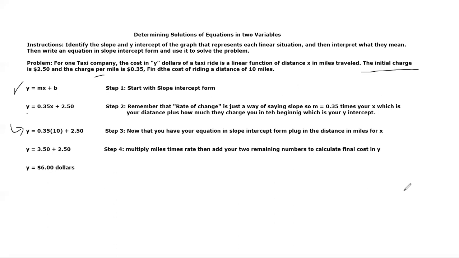Y is equal to 0.35 times 10 plus 2.50. Cool. Now that I have them in there, I'm going to multiply and add. In step four, multiply miles times rate, and then add your two remaining numbers and calculate the final cost in Y. In this case, 0.35 times 10 is $3.50 for the actual ride, the amount of miles that we traveled, plus the $2.50 they charge me for getting into the taxi. I add those two together, and my total charge is $6, right? Which is really cheap. I don't even think you can get an Uber for that cheap, but all right.